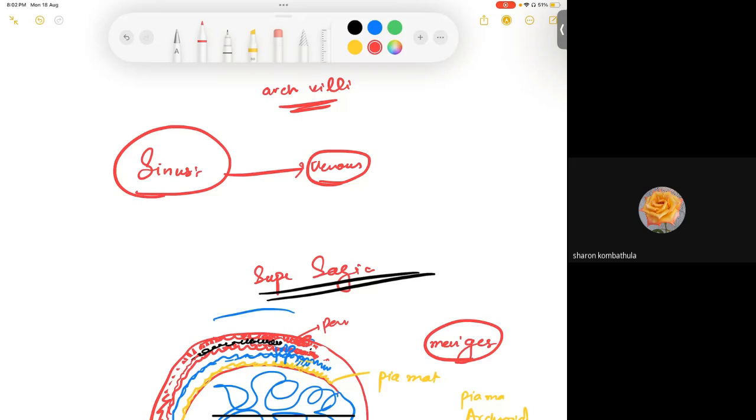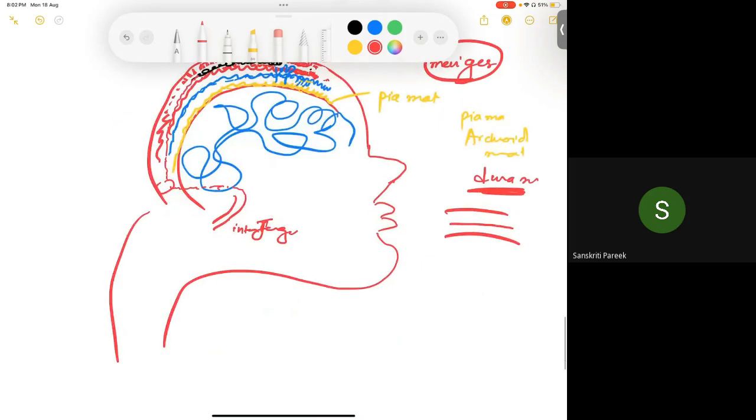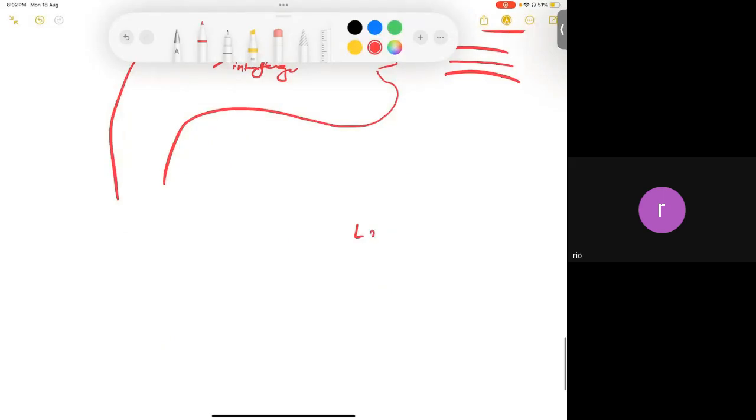Am I right? Okay, let me just tell you a concept. In order to examine the CSF, we basically do a lumbar puncture. Do you guys know that? Yes, from L3 to L5. We do a lumbar puncture, right?